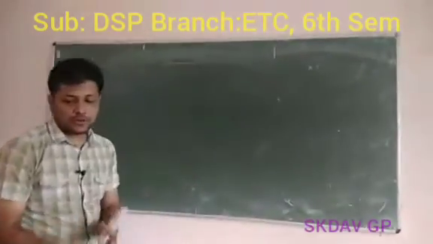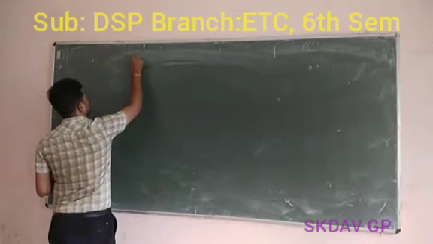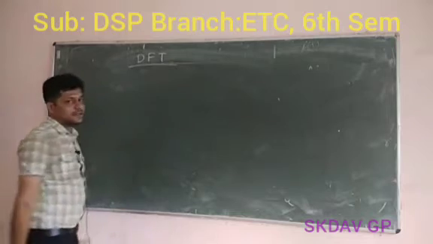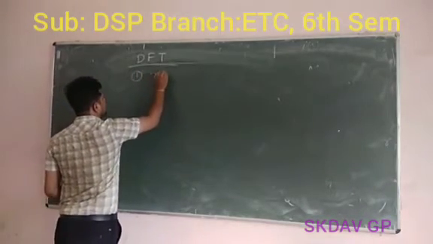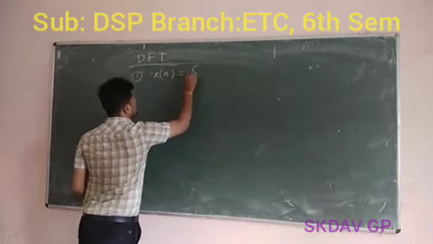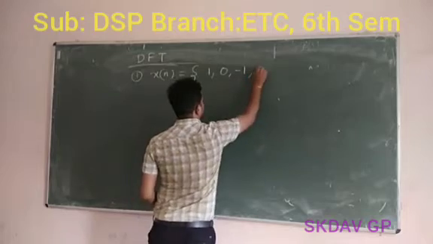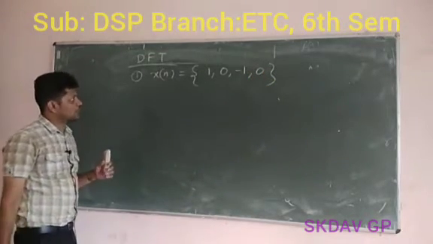Next we will look into another new chapter, that is how to calculate the discrete Fourier transform. How to calculate the discrete Fourier transform if the signal is given, for example x of n is given as 1, 0, minus 1 and 0. Then how to find its discrete Fourier transform.